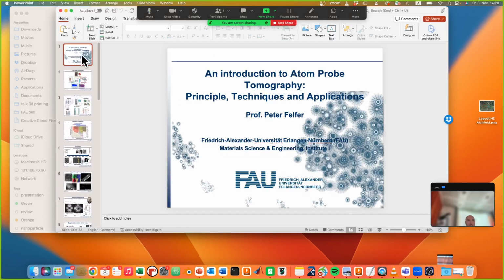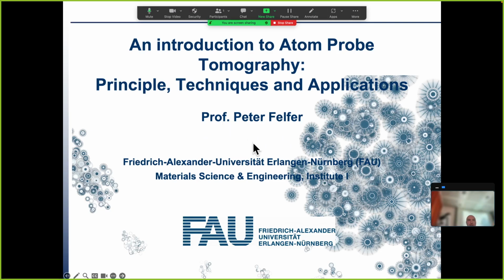Okay, so the topic of the lecture is atom probe tomography, principal techniques and applications. First we're going to look into the fundamentals, just explaining what it is, what it does, and how it works. Then we're going to look a little bit into instrumentation, experiments, and data analysis. So these are essentially going to be the 4 lectures.